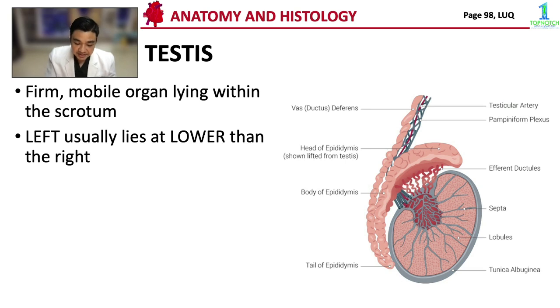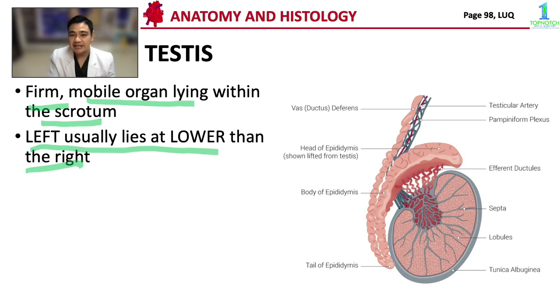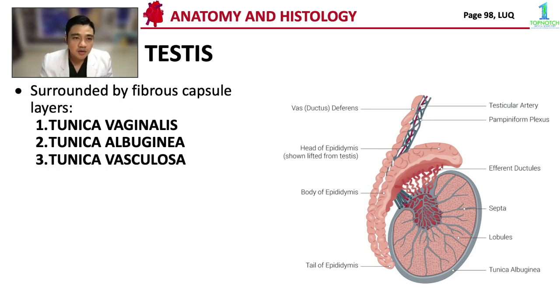More specifics about the testis. It is a firm, mobile organ lying within the scrotum. The left is usually lower than the right. Parang kidney lang, mas mababa si right kaysa kay left. The testis is surrounded by three fibrous capsules, namely the tunica vaginalis, the tunica albuginea, and the tunica vasculosa. Amongst the three, the tunica vaginalis is found more exteriorly, or siya ang pinakalabas. The intermediate would be the albuginea, and the most closely related to the actual testis, the tunica vasculosa.